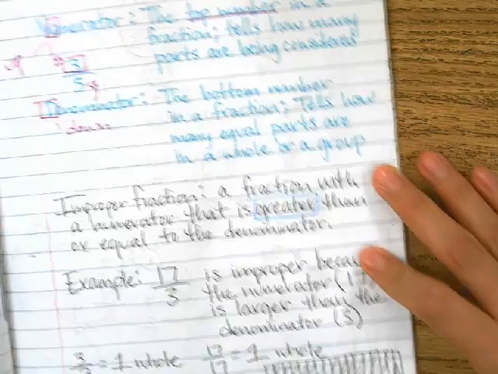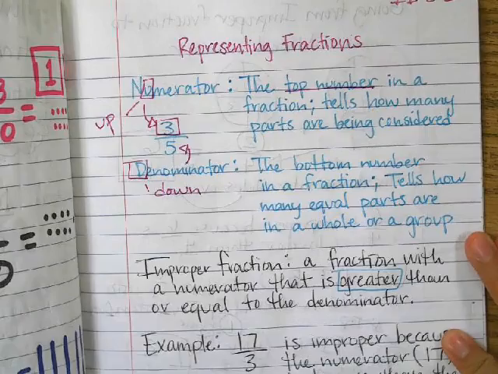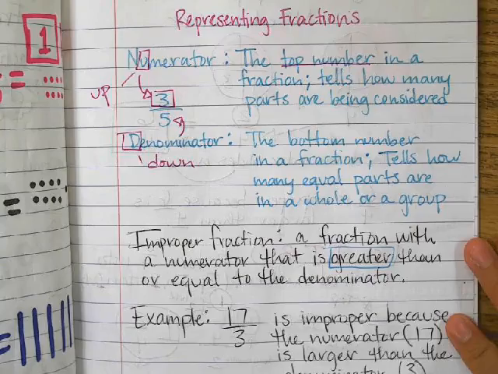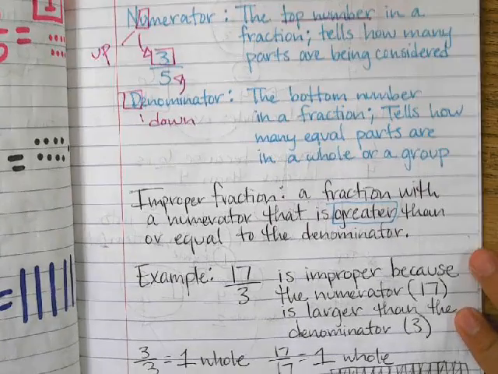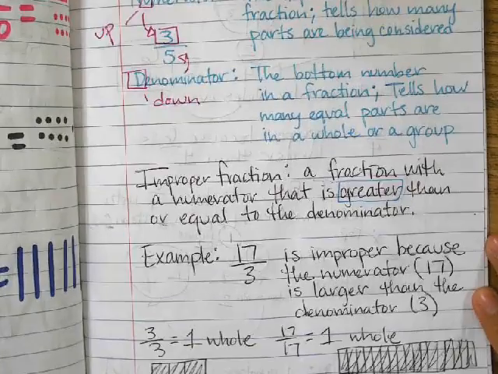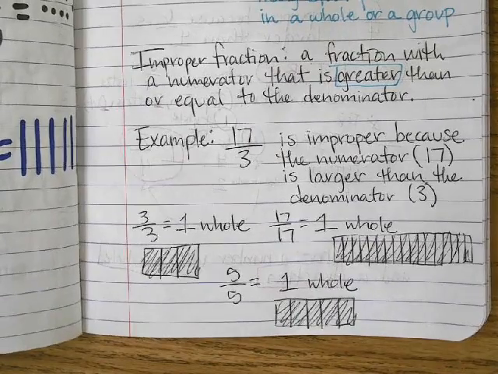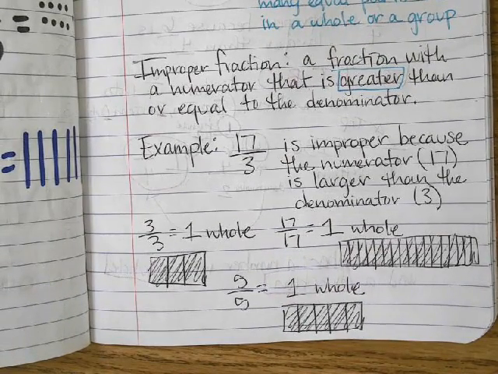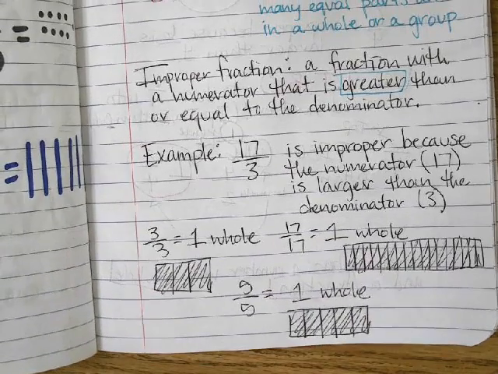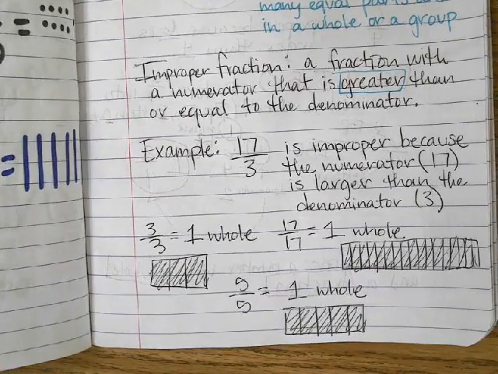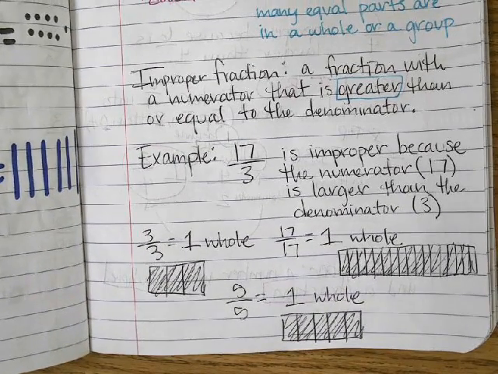So now for math, we did some notes as well. This is our math journal, and we did some notes on representing fractions. The numerator, we know, is the top number in a fraction. The denominator is the bottom, or the one down below. We have an improper fraction, a fraction with a numerator that is greater than or equal to the denominator. For example, 17/3. It's improper because the numerator 17 is larger than the denominator.